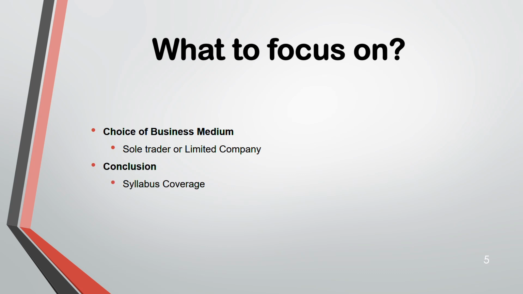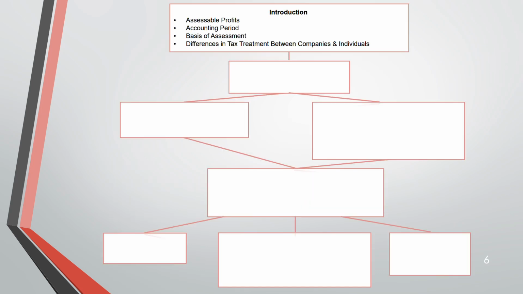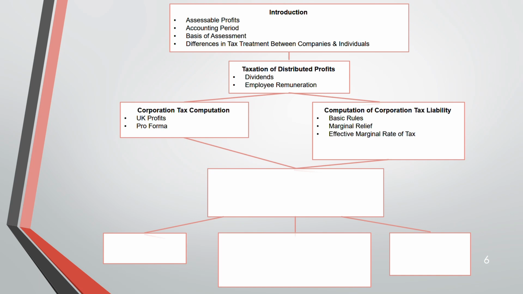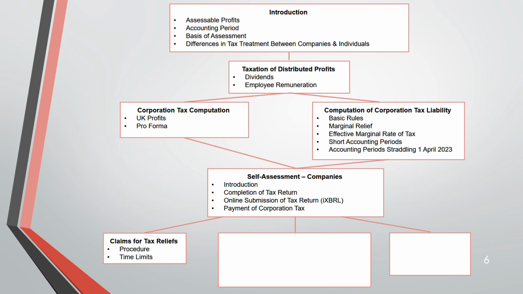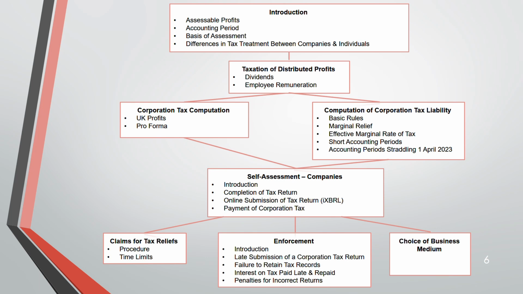Which part of the syllabus did we cover in this lecture? The summary of the entire lecture, and which technical articles you have to read based on this lecture. So first we distribute the profits, we compute the corporation tax, then comes the assessment, claiming, then enforcement, then the choice.